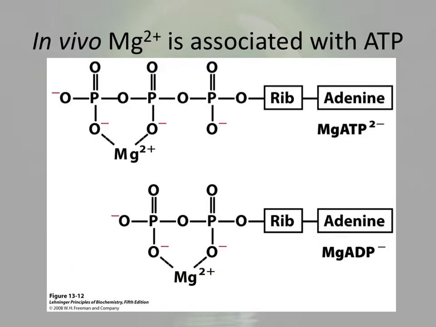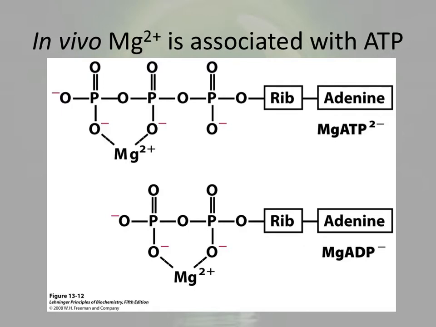Okay. In vivo, magnesium will be associated with ATP. So that's just to show you what it looks like. It's one of the reasons why almost always you know that if there's phosphorylation occurring at any point in time, you're going to have magnesium around with it.